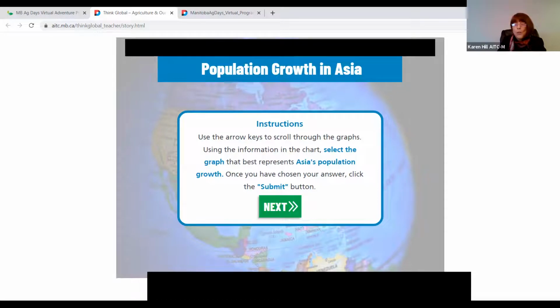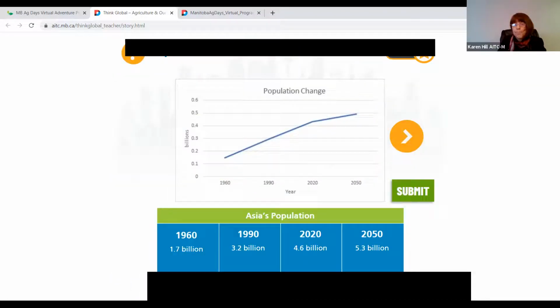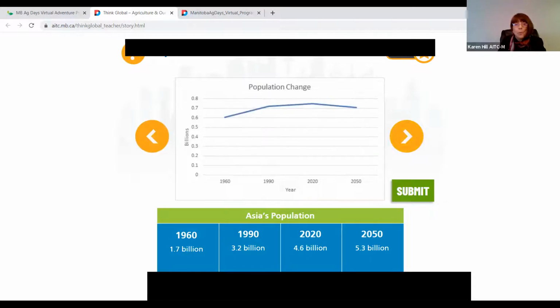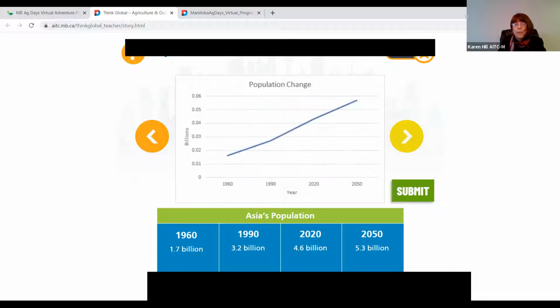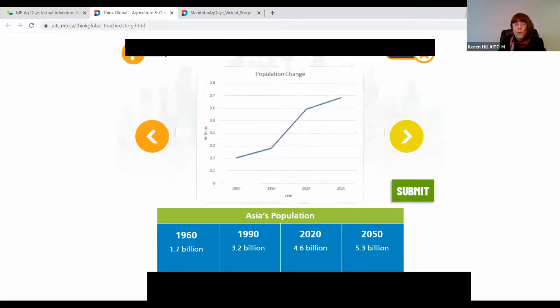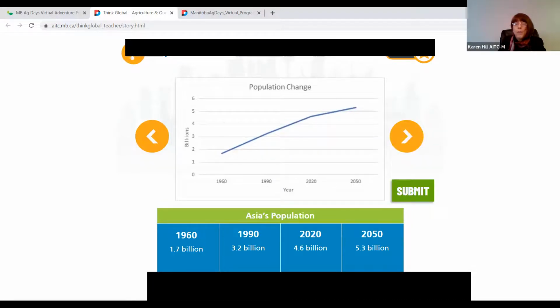And then we're going to try and figure out what graph best shows us how population has changed in Asia. So we have the stats for Asia for each of those decades. And then we have to figure out which graph is representing that. So we can go back and forth on these graphs, but it's not that one, it's not that one, it's not that one, it's not that one. Oh, that's the one. We click on it and submit.